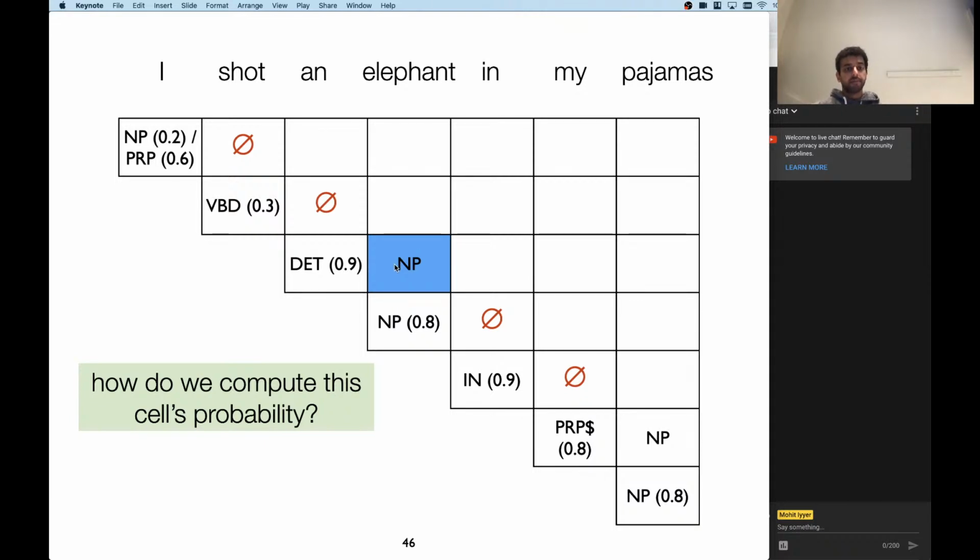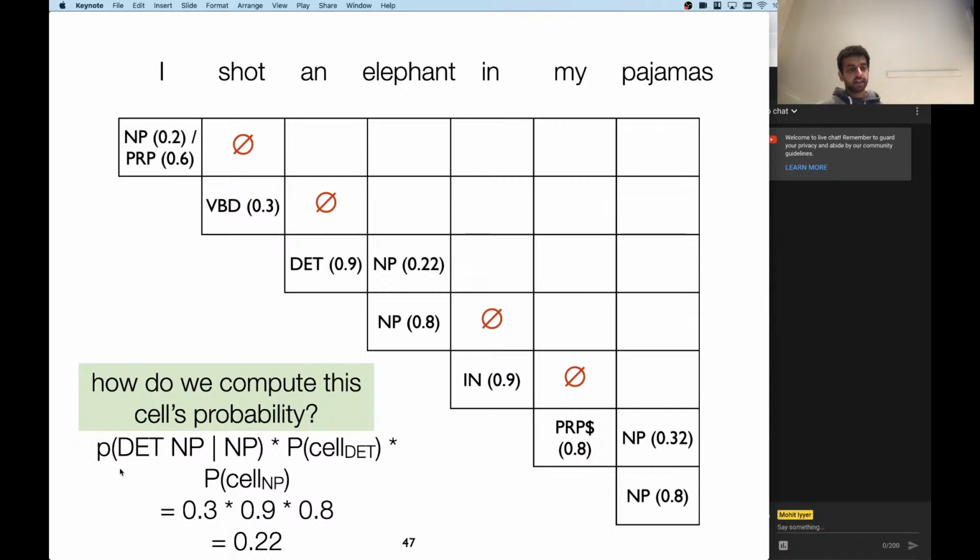So here, I'm forming this NP by combining this determiner with this NP. So there are 3 things that I need to multiply together in order to get the probability for this cell. I need to multiply this probability, 0.9, with this probability, 0.8. So these are the rules that were used before, but these are the ones that I'm using to get whatever goes into this new cell. And I also need to multiply 0.9 times 0.8 with the probability of forming an NP using a determiner and an NP. So this NP on the left-hand side and det NP on the right-hand side.